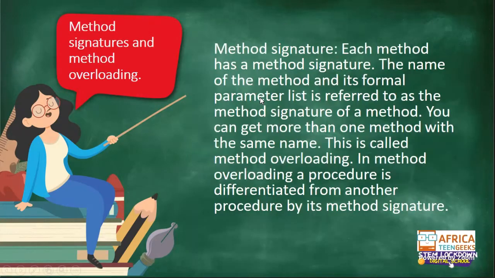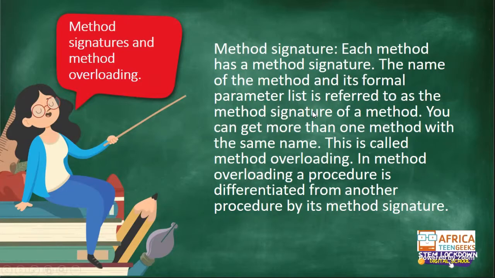So the next step is now to discuss method signatures and method overloading. Now, what is a method signature? It says that each method has a method signature. And what is the method signature? Well, it's a combination of 2 things. It is the name of the method, okay, square, and its formal parameter list. Okay, so I had 2 parameters in my formal parameter list. So it's a combination of my name as well as my 2 parameters. And those things together are referred to as the method signature of a method.